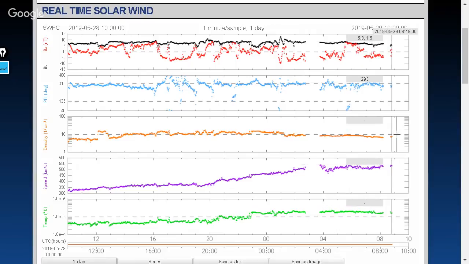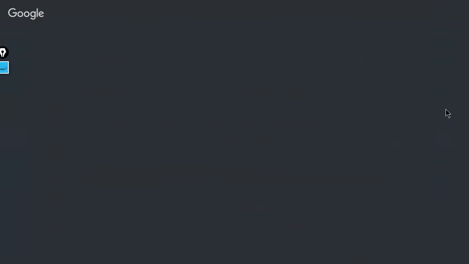Solar wind density still elevated, a little higher than normal background levels here at about 7 protons per cubic centimeter. And the phi angle's looking like it's around 300. BZ is negative, around -3 right now, not exceedingly negative, and the field is not exceedingly strong. That is the BT, the black line in the top frame.